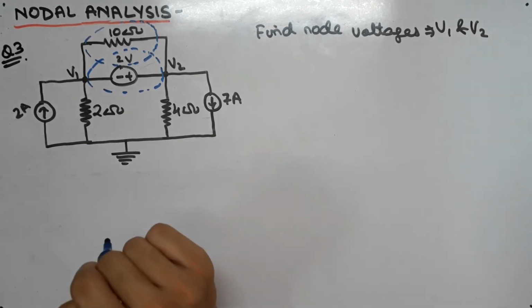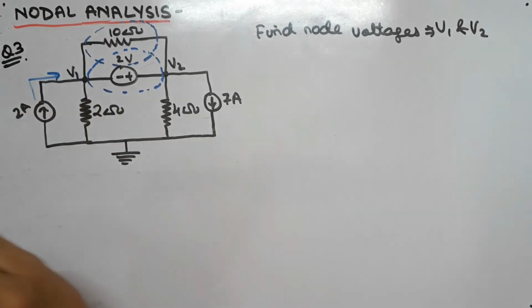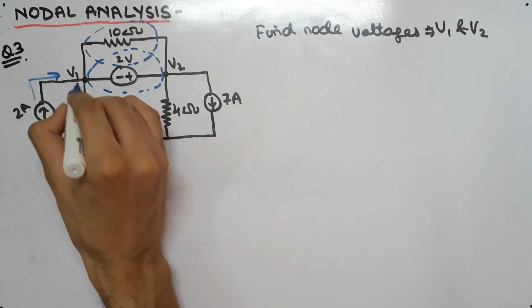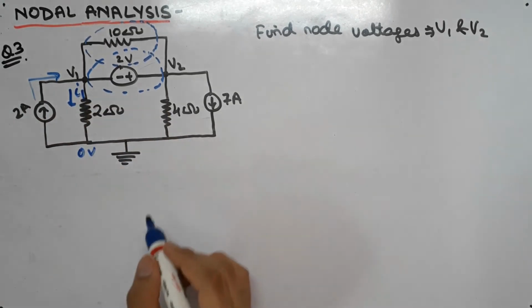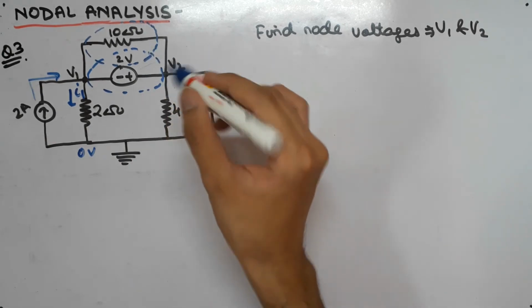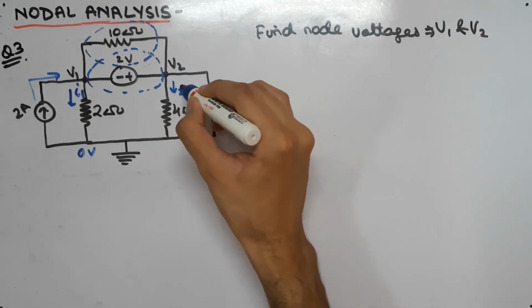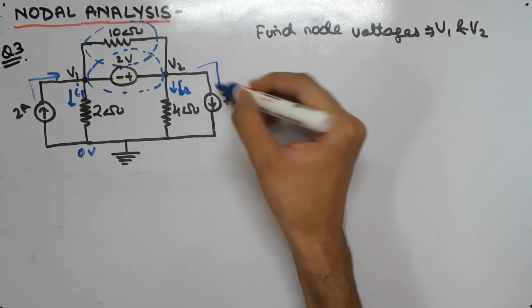So now we are going to assume current in each branch. That is, 2 ampere is already flowing over here. So we will assume I1 to flow from here, that is from V1 to 0 volts. Similarly, we will not consider any current to flow through these two branches. So I2 will flow from here. And 7 ampere is already flowing in this branch.